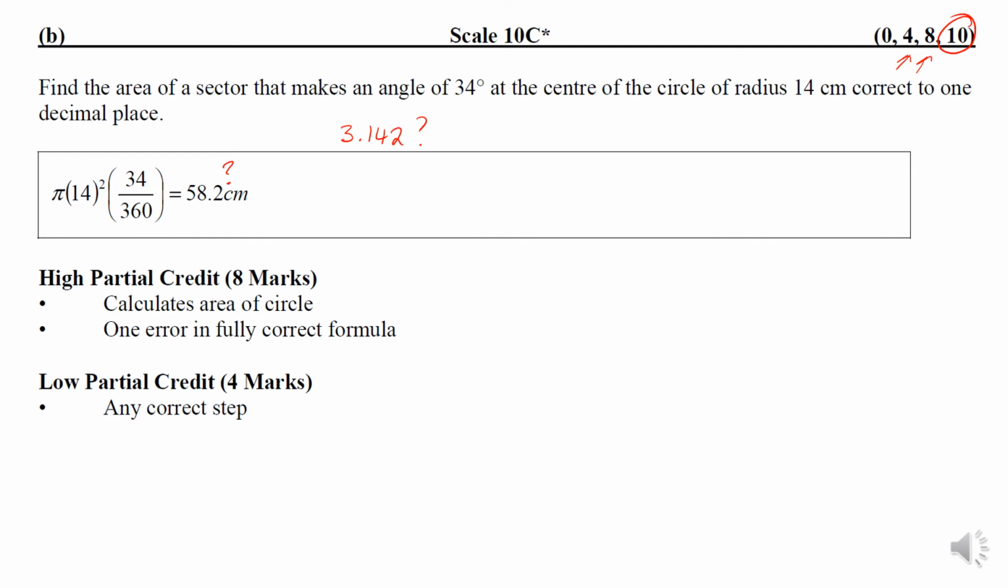High partial marks, so 8 marks if you calculate the area of the full circle instead of just the sector, or if you had one error in what was otherwise a fully correct formula, and you get 4 marks for any correct step. So writing down your formula will get you 4 marks. So always have a go.